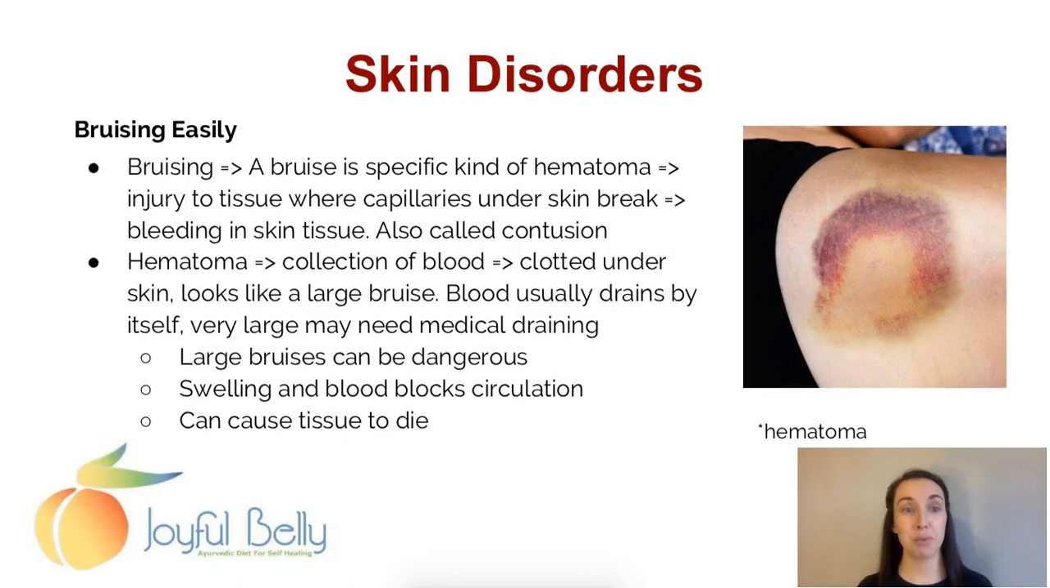Moving on to bruising easily. A bruise is a specific type of hematoma. This is an injury to the tissue where capillaries under the skin break and there's actually bleeding into the skin tissue. Another word for a bruise is a contusion. What happens in a hematoma is there's a collection of blood, and this is clotted under the skin and looks like a large bruise.